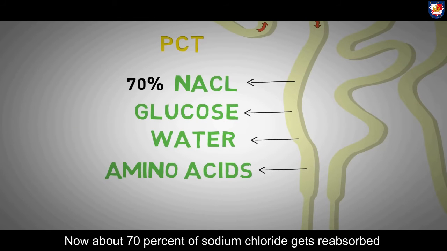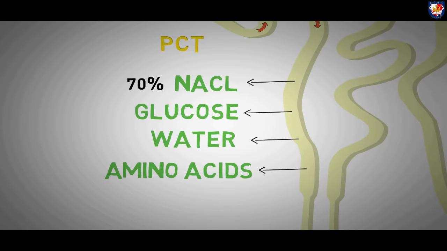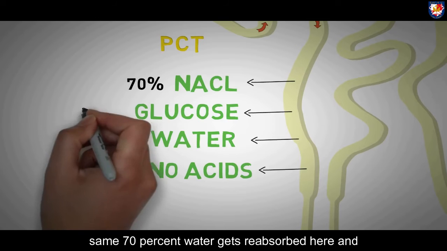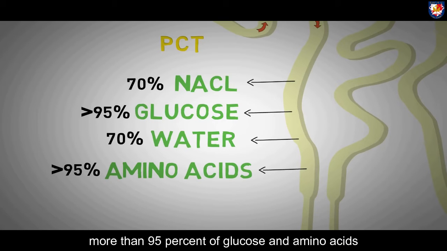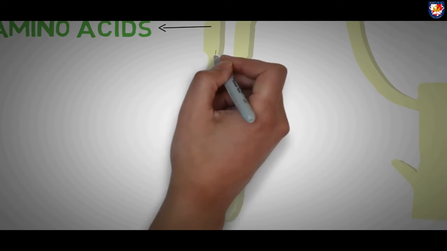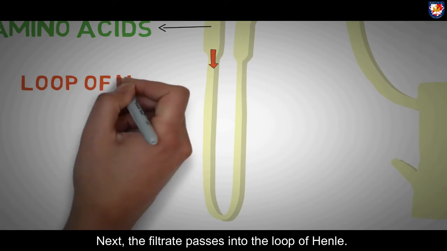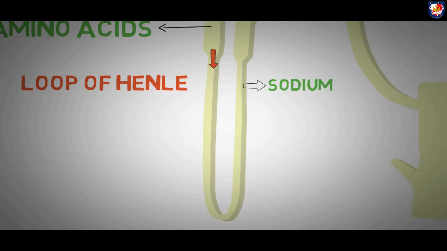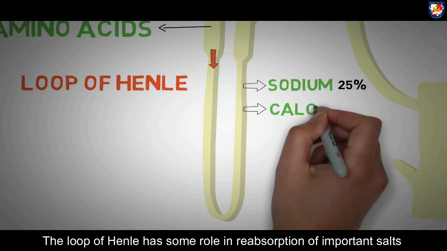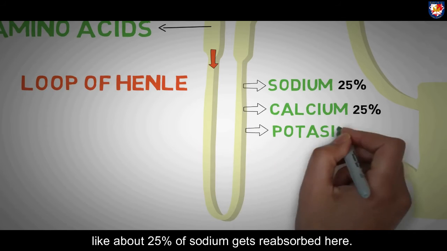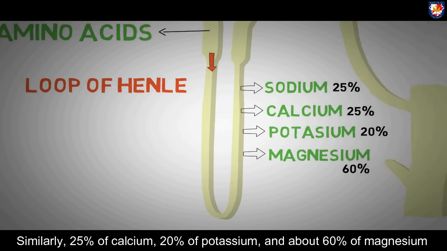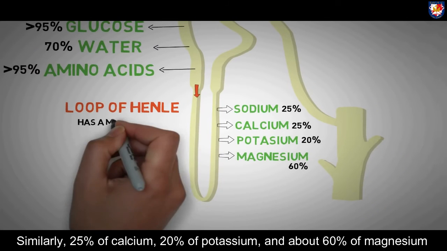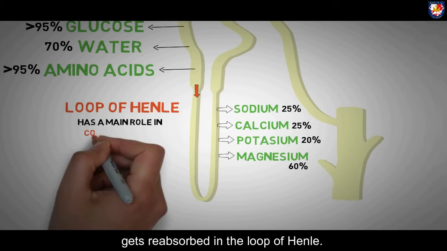Now, 70% of the sodium chloride gets reabsorbed in the proximal convoluted tubule, and the same 70% of water gets reabsorbed here, and more than 95% of the glucose and amino acids get reabsorbed in the proximal convoluted tubule. Next, the filtrate passes into the loop of Henle. The loop of Henle has some role in reabsorption of important salts, like about 25% of the sodium gets reabsorbed here. Similarly, 25% of calcium, 20% of potassium, and about 60% of magnesium get reabsorbed in the loop of Henle.